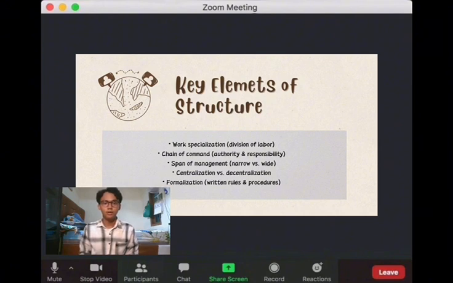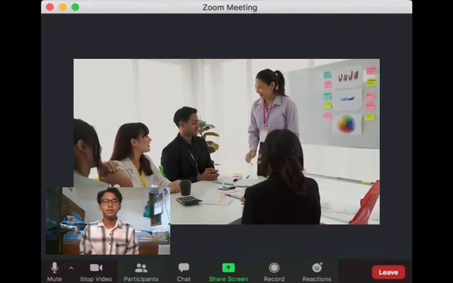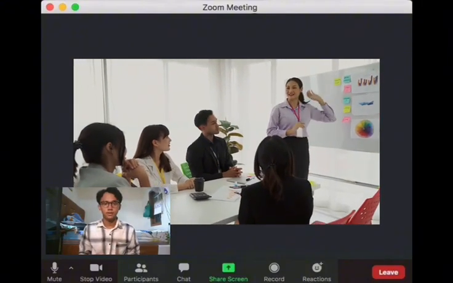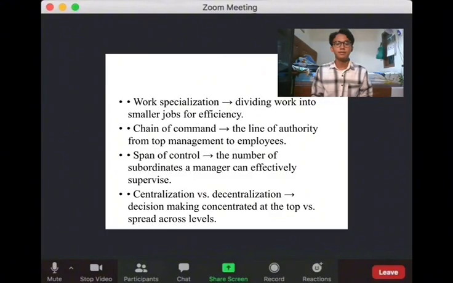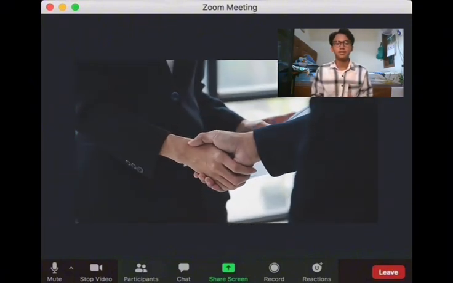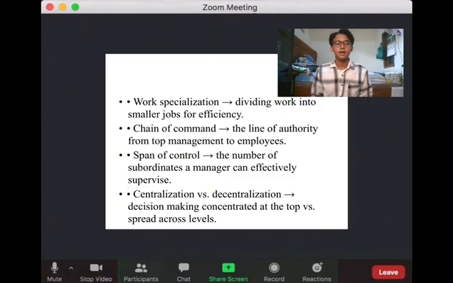Now we move into organizational structure and fundamentals. Definition of organizational structure: the framework that defines reporting relationships, work division, and coordination. And then there are key elements. First, work specialization, dividing tasks into jobs. Second, chain of command, authority line from top to bottom. Third, span of control, number of subordinates per manager. And fourth is centralization versus decentralization, which is about where decisions are made. And the last, or fifth, is formalization, use of written rules and procedures.